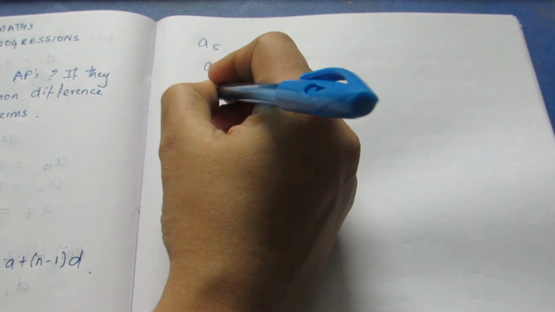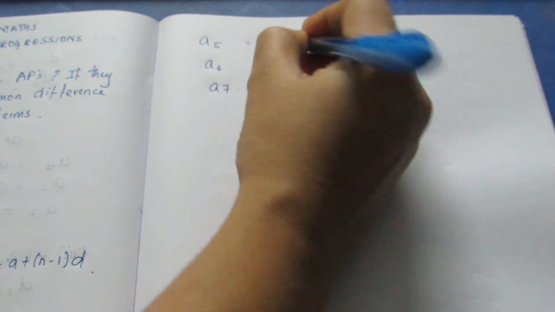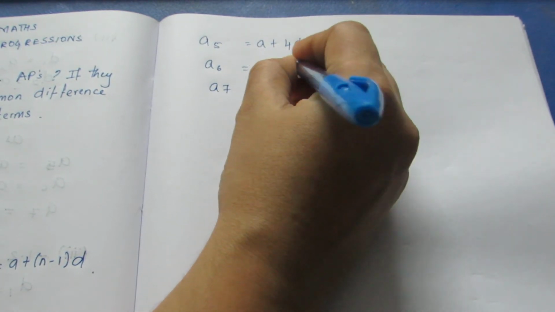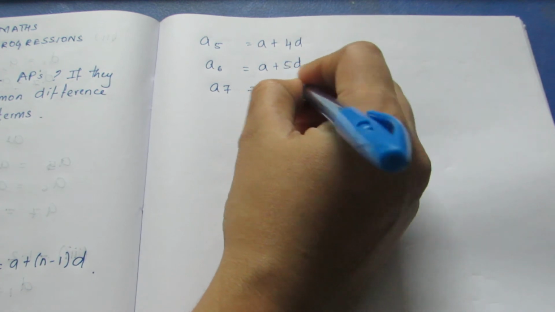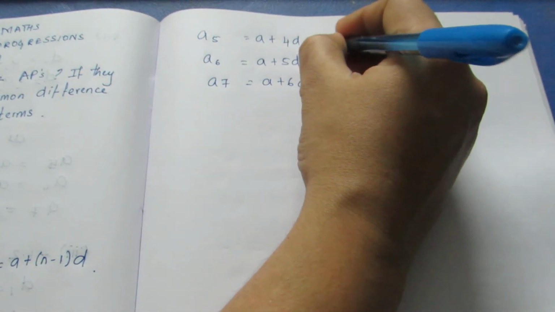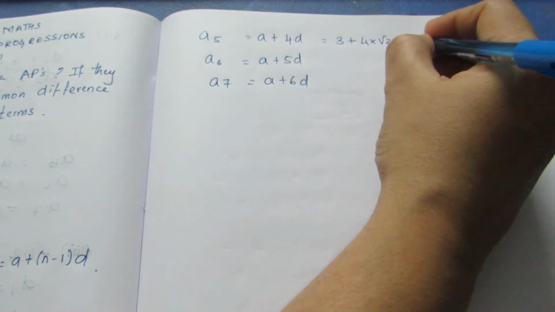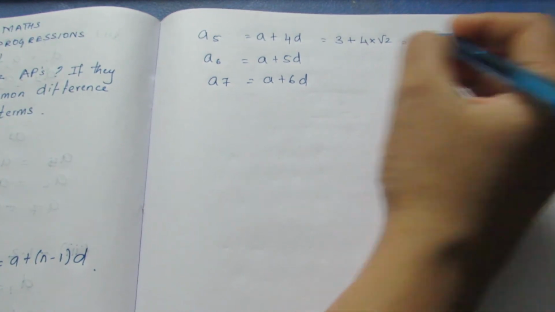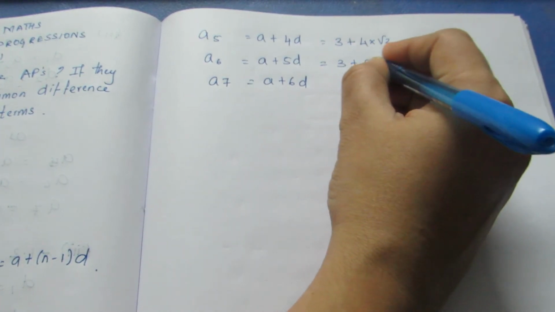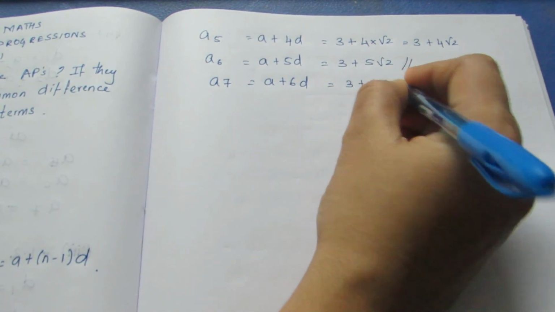For the next three terms, we need to find A5, A6 and A7. For A5 it is A plus 4D. For A6 it is A plus 5D. For A7 it is A plus 6D. Now A is 3 plus 4 into root 2. That is 3 plus 4 root 2. Now 3 plus 5 into root 2 will become 5 root 2. 3 plus 6 root 2.